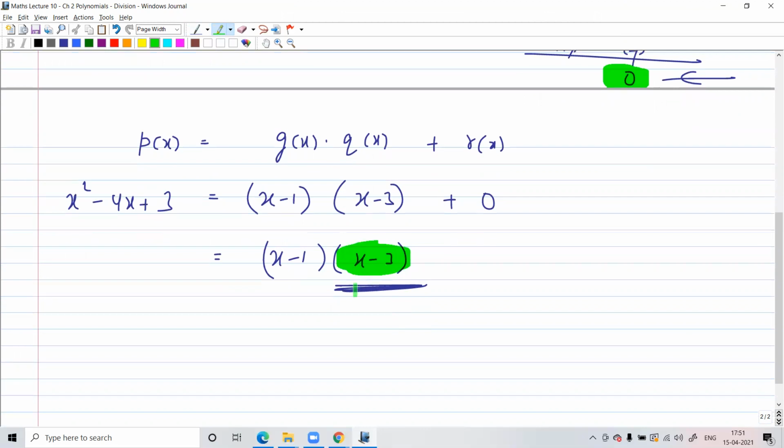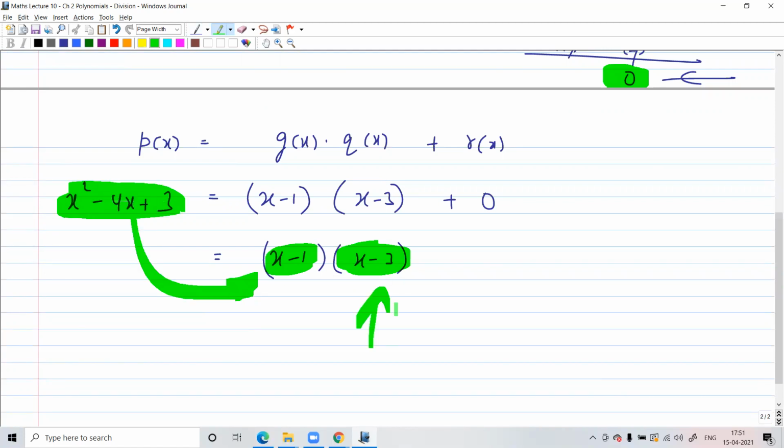Can you now find the other zero or not? When you divided this polynomial with x minus 1, you got the quotient as the other factor, x minus 3. Tell me if you can find the other zero of this polynomial or not. Yes. Very simple, right? Earlier, we used to do factorization to get to this stage. But now we have done the same thing, the same factorization, using simple division.